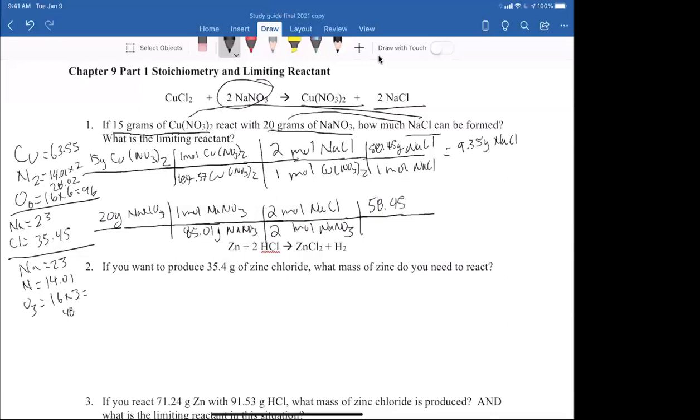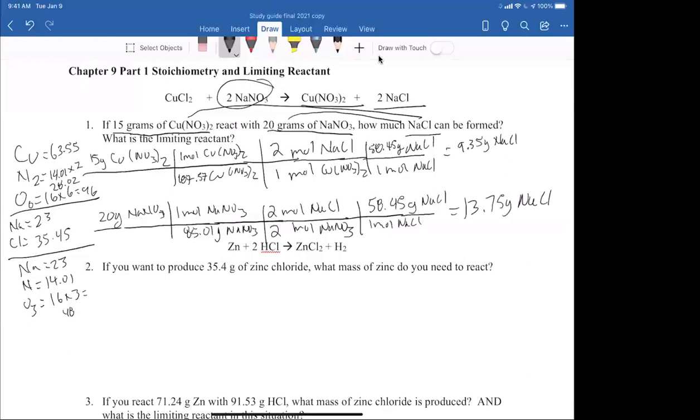Okay, and then the ending looks identical to the top. You're going to write 58.45 grams of NaCl because that's what you want. You want 1 mole of NaCl at the bottom, and then you just do the math. Meaning, so now you're going to do 20 times 1 divided by 85.01 times 2 divided by 2 times 58.45 divided by 1, and you should get 13.75 grams of NaCl.